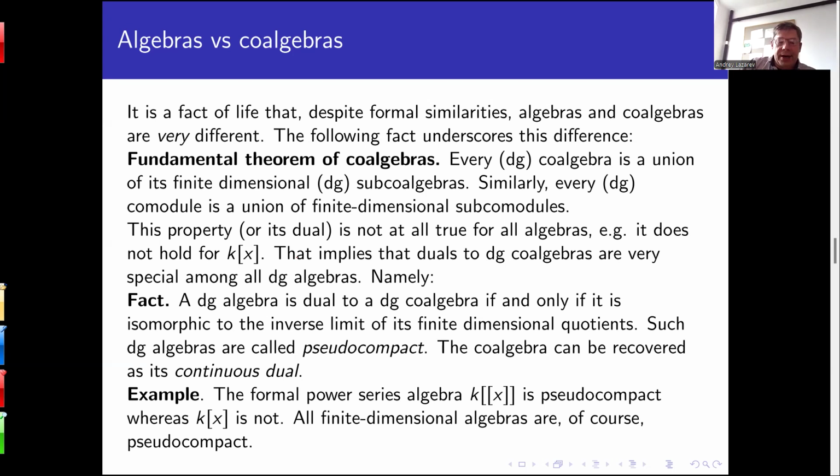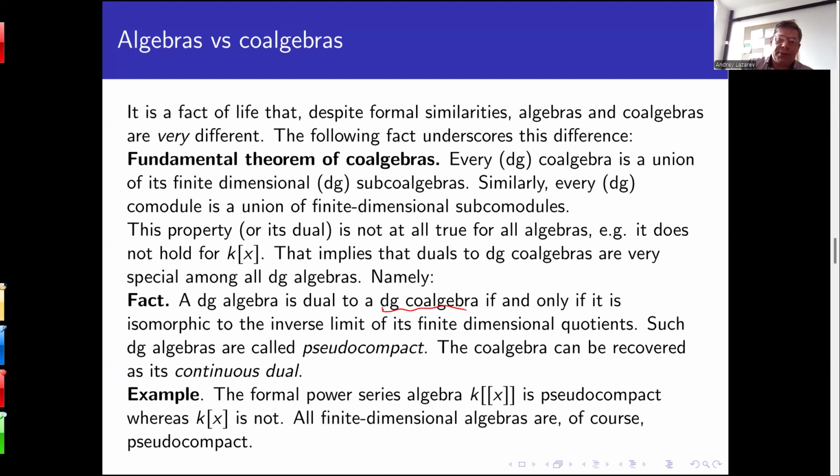This fact, therefore, gets translated into something about the duals of coalgebras. We can reformulate it as saying that a DG algebra is dual to a differential graded coalgebra if and only if it's isomorphic to the inverse limit of its finite dimensional quotients. Such differential graded algebras are called pseudocompact. And then the coalgebra can be recovered from it as its continuous dual. Okay, so pseudocompact algebras and coalgebras carry an equivalent amount of data. They're equivalent to each other.